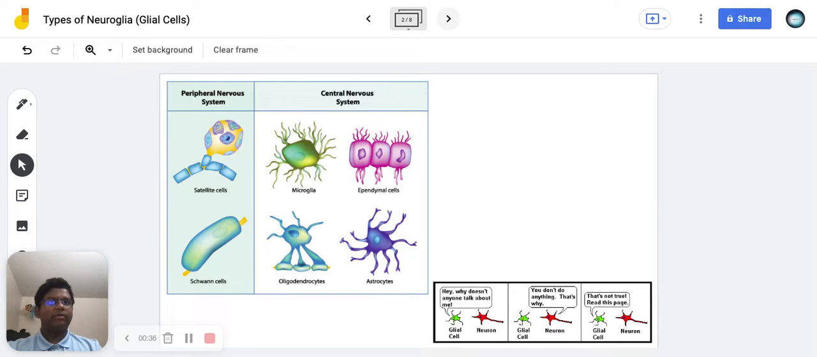Glia comes from the Greek word for glue, and glial cells got this name because they were thought to simply hold neurons in place. We now know that glia have many specialized roles and functions in the nervous system. Glial cells of the central nervous system include astrocytes, ependymal cells, oligodendrocytes, and microglia. Glial cells of the peripheral nervous system include satellite cells and Schwann cells. Glial cells can be divided into two primary classes, microglia and macroglia.